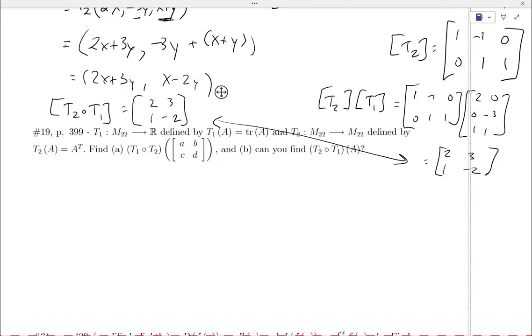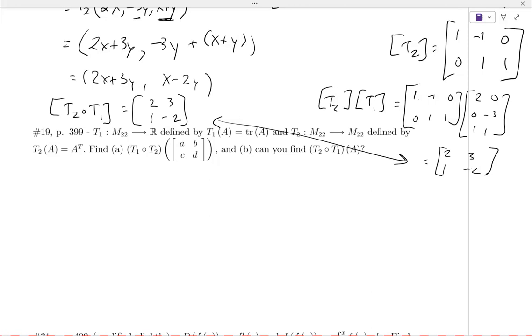So for example, for this matrix here, we would just take the A plus the D. Okay. That's all trace means. Okay. So T1 does the trace, T2 does the transpose. So let's answer part B first. Can you do the composition T2 composed with T1?